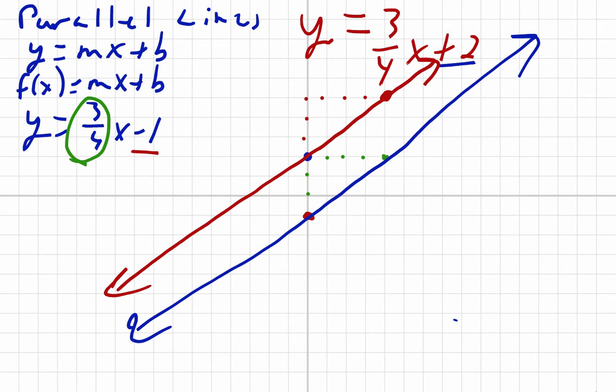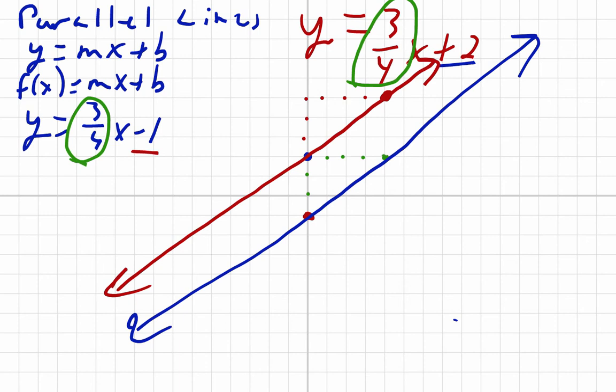And if I look at my 2 equations, what do you notice about my slopes? If you look at my slopes, the slopes are exactly alike. The y-intercepts, negative 1 and 2, that doesn't matter. We don't care what the y-intercepts are. All we care about is that the slopes are exactly alike. If they're exactly alike, then they are going to be two parallel lines.